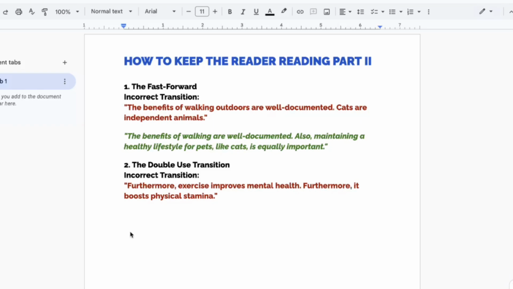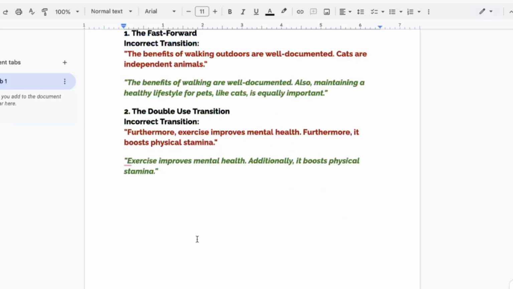And you can see that in this example here, the corrected example. Exercise improves mental health. Additionally, it boosts physical stamina. You see how removing the furthermore from both sentences made it a lot more compelling, and it made the reader want to continue to read, because they may be like, oh, tell me more, and that's what you want.